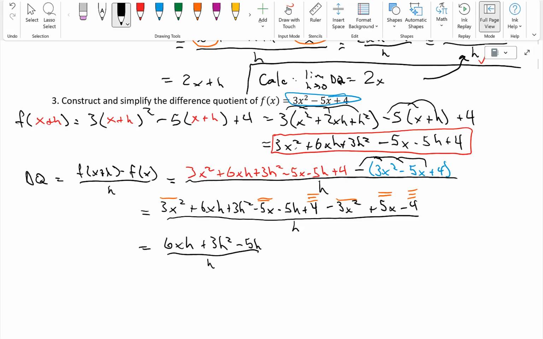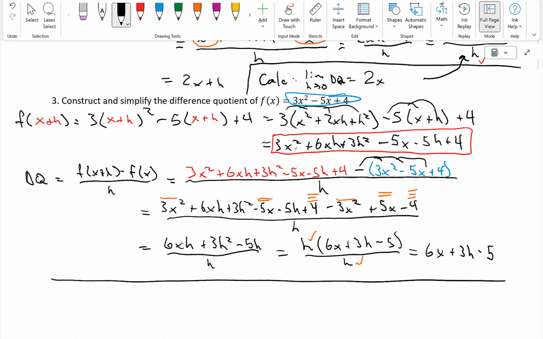So all those terms have an h in them in the numerator, which means we can factor it out and write it as h times our quantity, 6x plus 3h minus 5, all over h. When we divide out those common factors of h now to get rid of that h in the denominator, we find that our difference quotient is 6x plus 3h minus 5. And again, not for us, but for the calc, we'd have one last step, looking at what happens as h becomes 0 for that difference quotient. If I sub in 0 for h, I'd get a 6x minus 5.